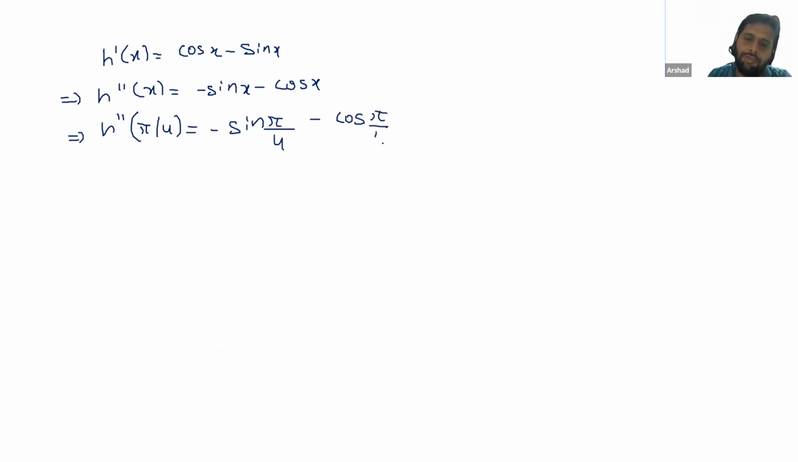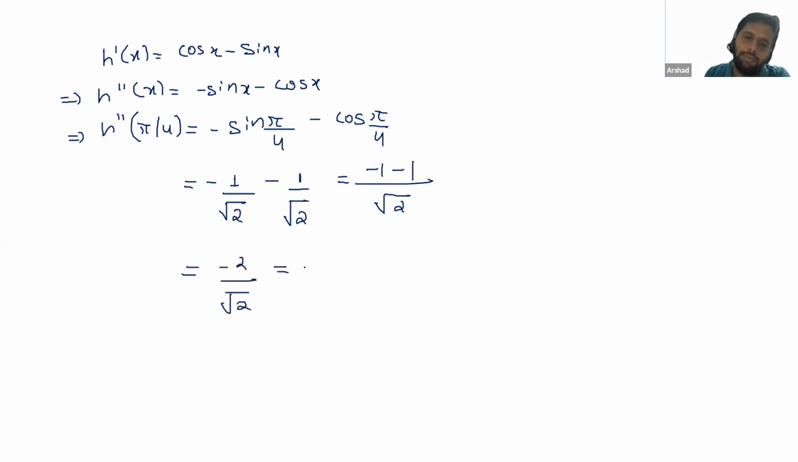Now tell me first, what is sin pi by 4? Sin 45 degrees, 1 by root 2. Please learn the value. What is the value of cos pi by 4? It is again 1 by root 2. So you will get, taking LCM root 2, minus 1 minus 1, so minus 2 by root 2. So here you will get minus root 2.